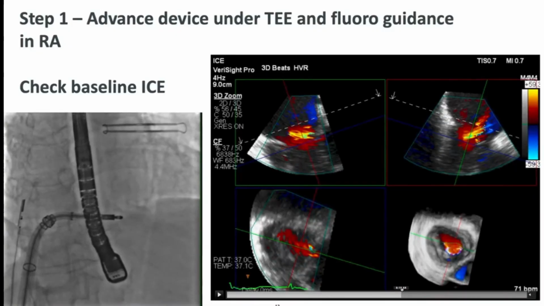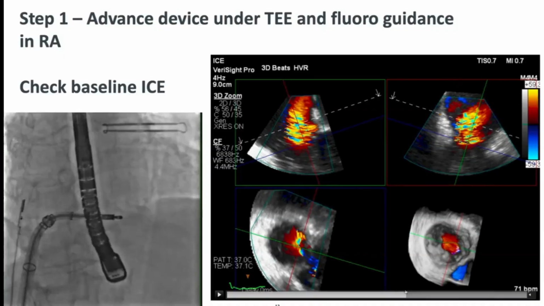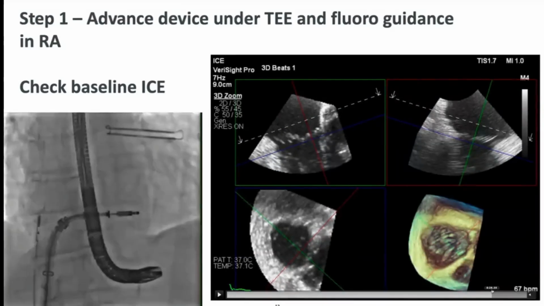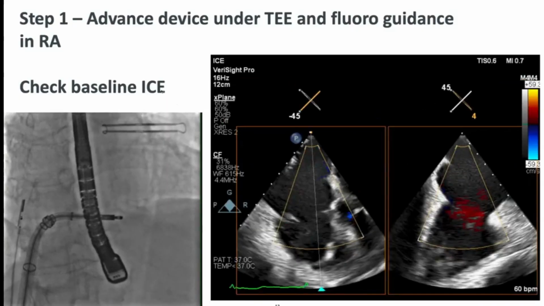And here's 3D imaging as well. You can appreciate the 3D en face view of the tricuspid valve with the regurgitation. We're putting the aortic valve at 5 o'clock, giving you an idea that this is the septal leaflet, the anterior leaflet, and the posterior leaflet. So these are just different cuts of how we would look from the ICE catheter.